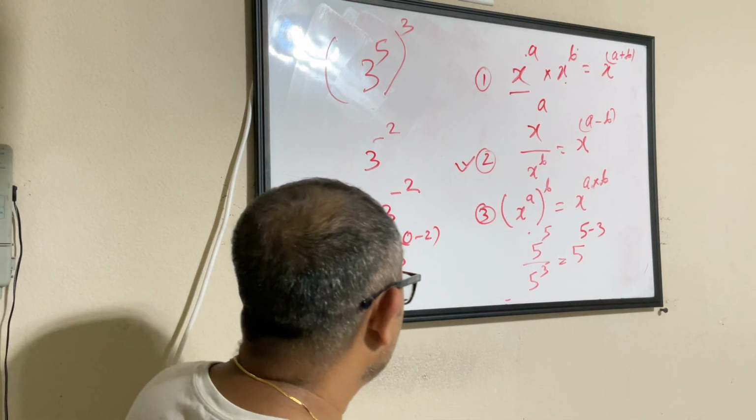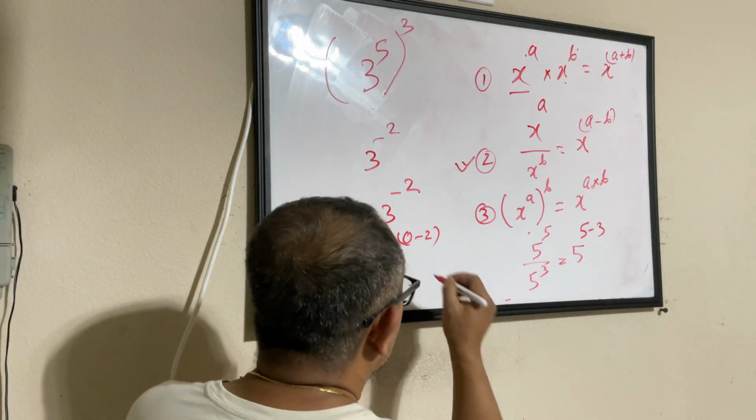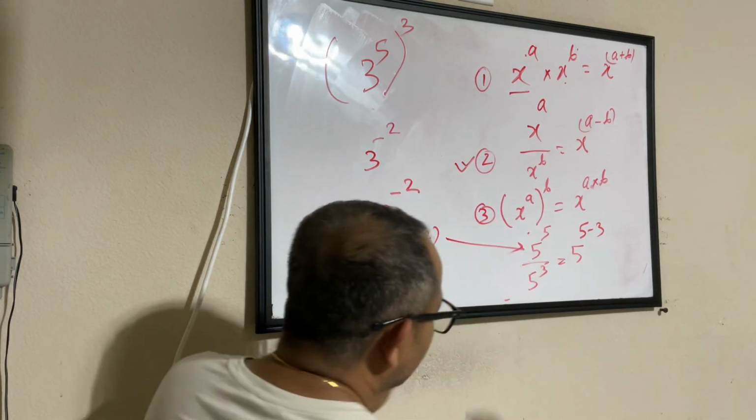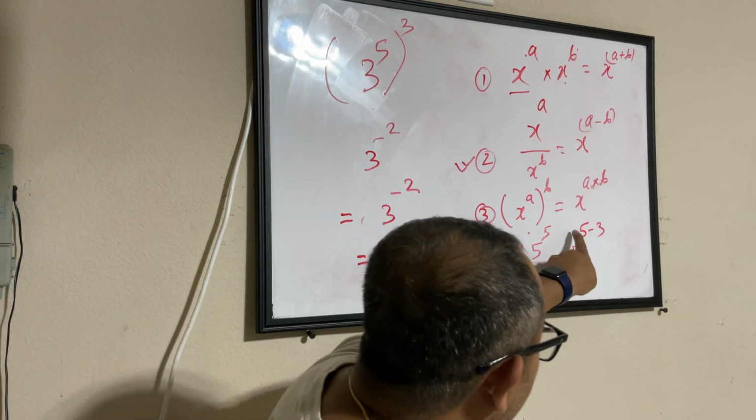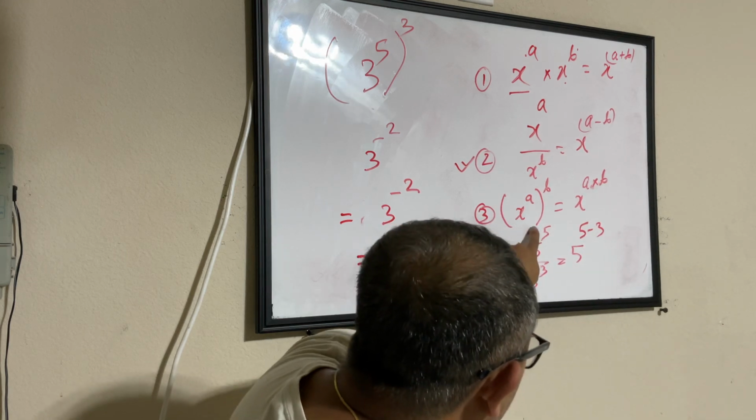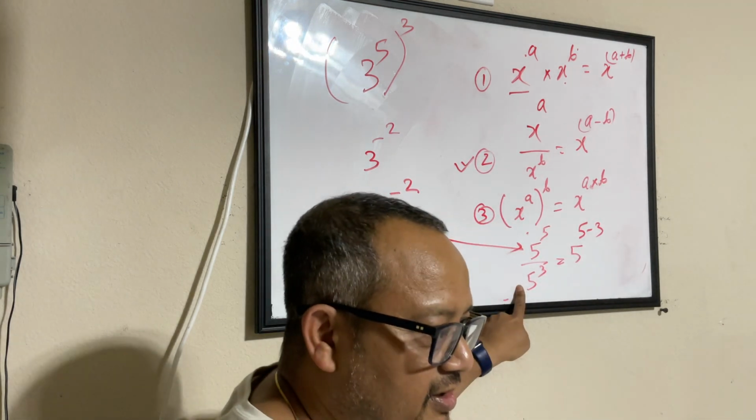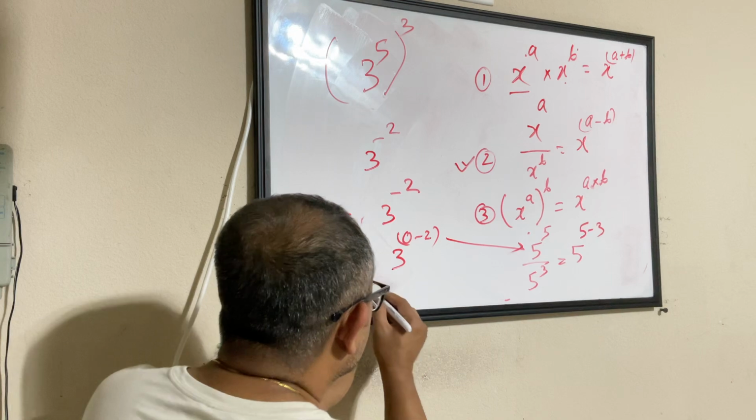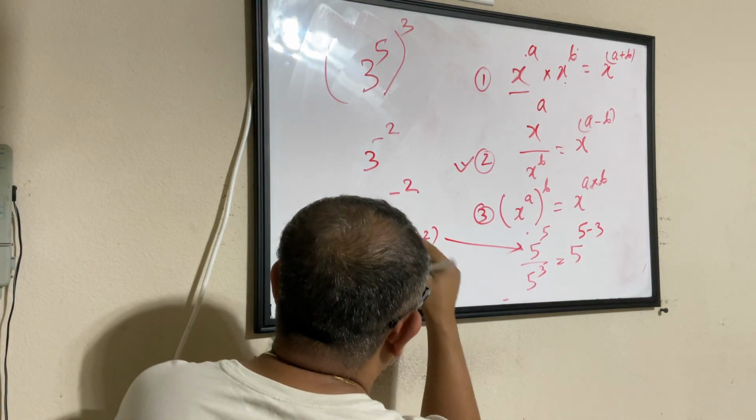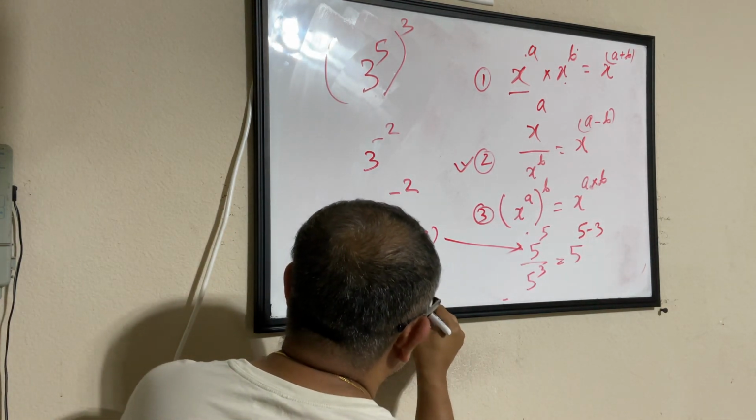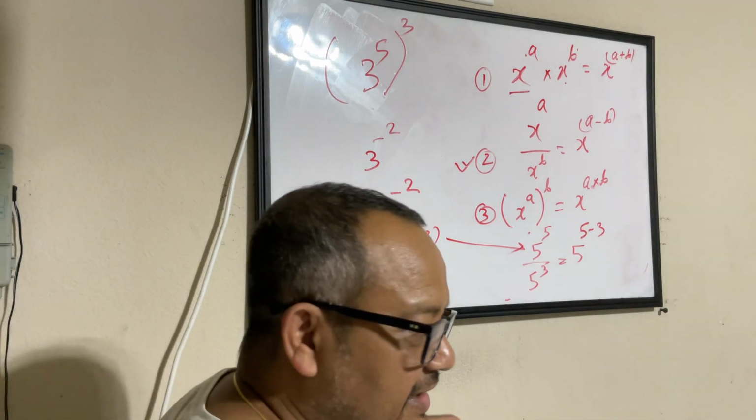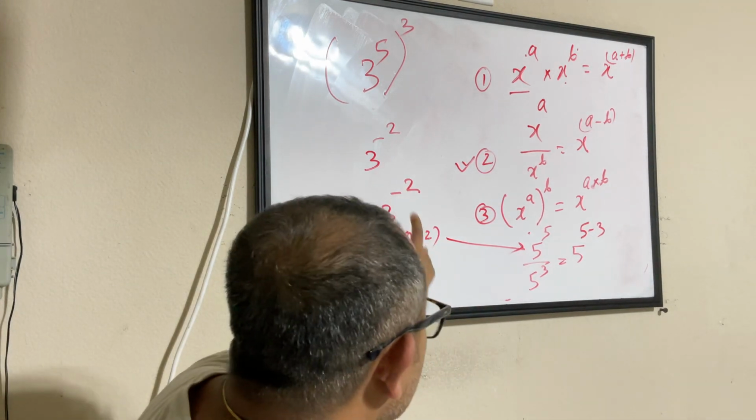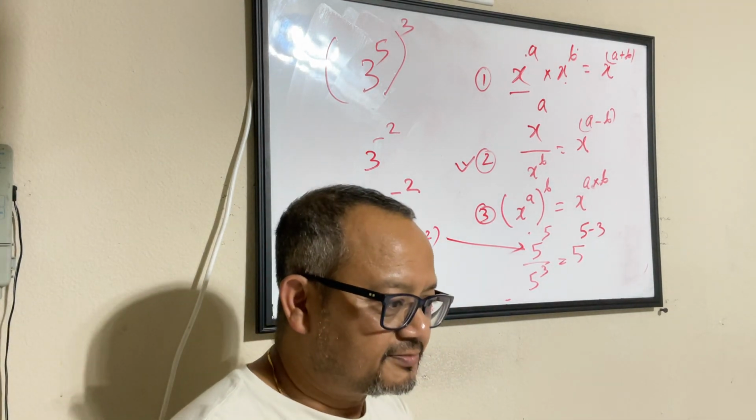Okay. Now I have something that I can relate. Look at this guy. Something to power a minus b is something to power a divided by something to power b. I can write this as 3 to the power 0 divided by 3 to the power 2 now. That is how it becomes 0 minus 2, which is minus 2. Yeah?